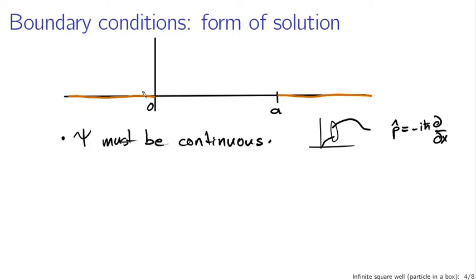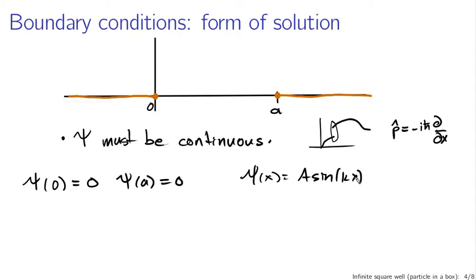What that means is that since we're 0 here, we must go through 0 there, and we must go through 0 there, since we're 0 here. So what that means is psi of 0 is equal to 0, and psi of a is equal to 0. What does that mean for our hypothetical solution, psi of x equals A sine kx plus B cosine kx?